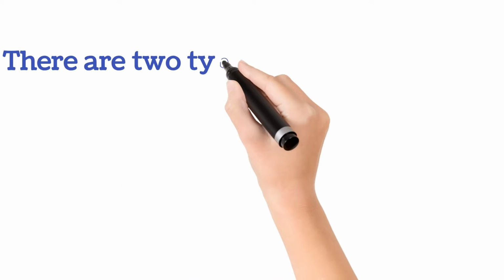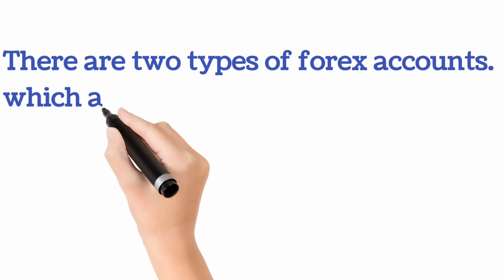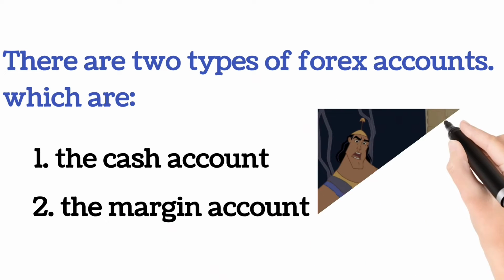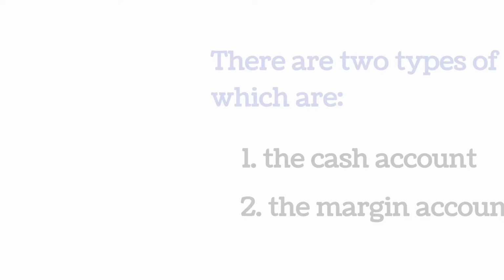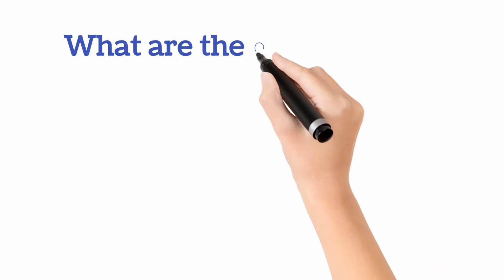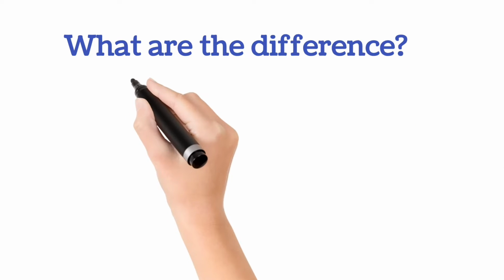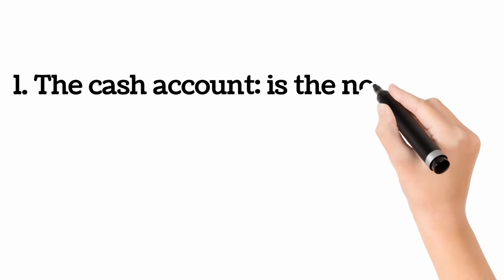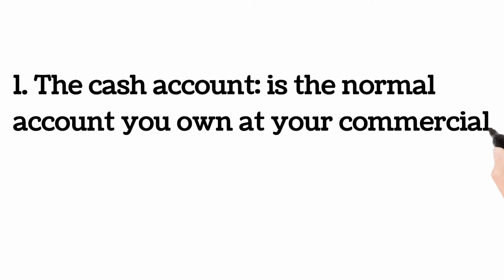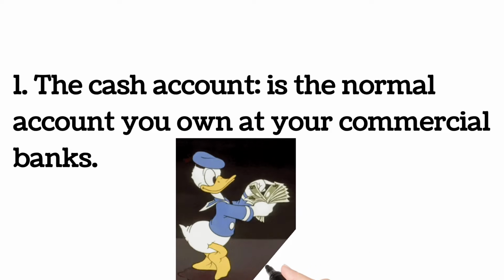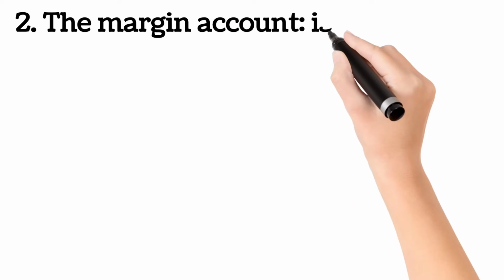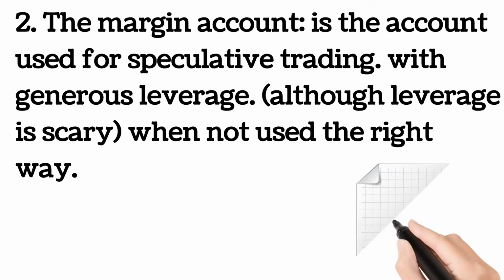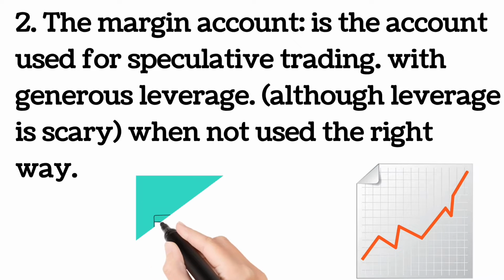There are two types of spot forex accounts, which are the cash account and the margin account. What are the differences? The cash account is the normal account you own at your commercial banks. The margin account is used for speculative trading with generous leverage, although leverage can be scary.